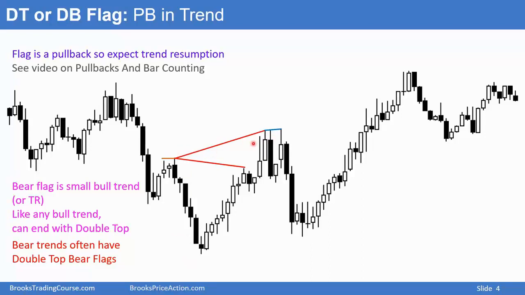Bull trends often have double bottom bull flags. Bull trend, double bottom bull flag. Never lose sight of the goal. Flags are never perfect, or rarely perfect. What you're doing is looking to enter at the end of the pullback, planning for a resumption of the trend.